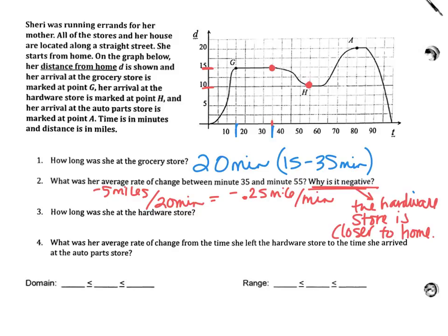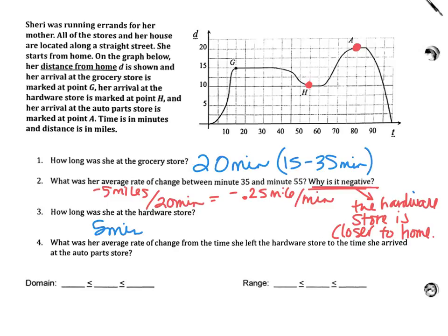All right, and then question 3 is a lot like question 1. How long is she at the hardware store? So to me, that just looks like a period of about 5 minutes. So I'm going to say 5 minutes. What was her average rate of change from the time she left the hardware store to the time she arrived at the auto parts store? Okay, so we want to think about this the same way that we did number 2. So if you've already watched number 2, you may want to pause and try to apply that to question number 4 before you check the answer.